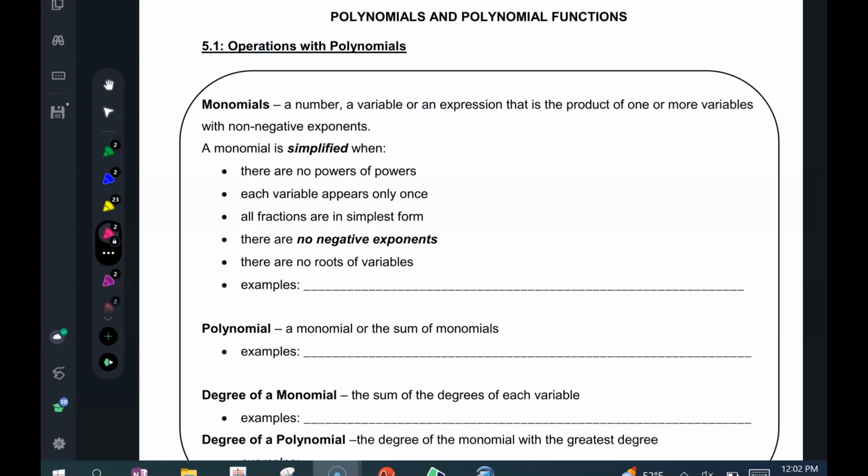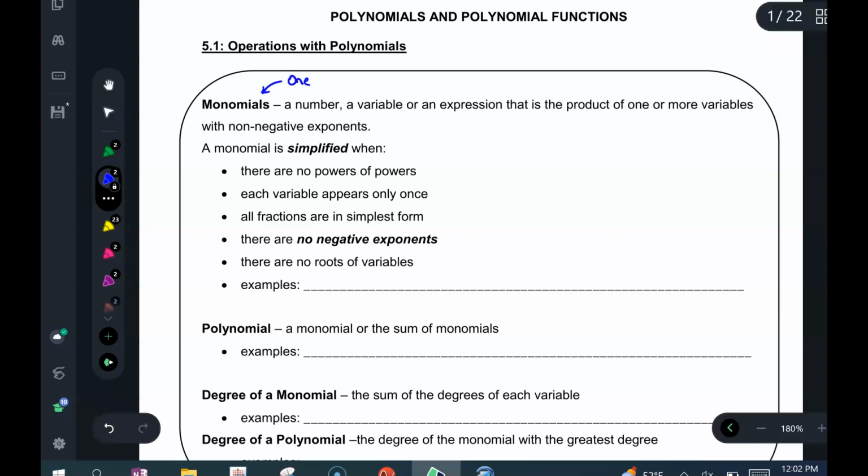Look at the first part of the word. What's that mean? One. So it's basically one term. So this means one term, versus polynomial, where the first part of the word poly means multiple or many.